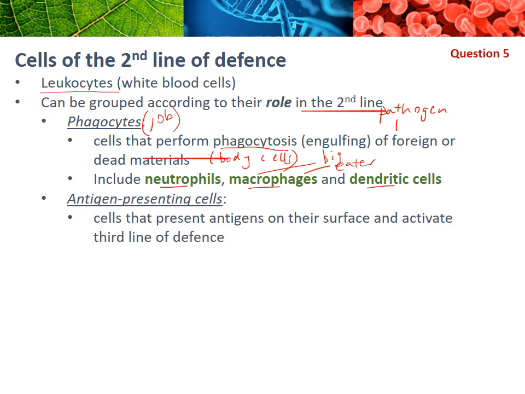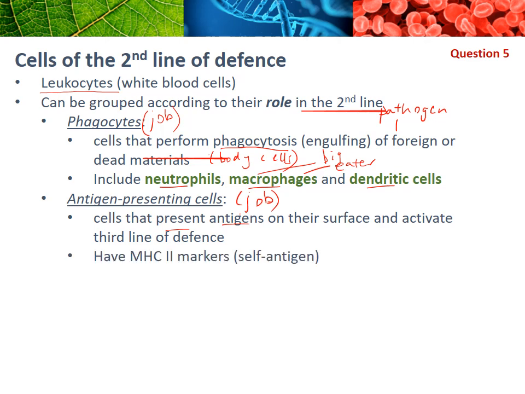Another job, another role that cells can have is called antigen presenting cells. These are cells that present antigens on their surface, and their job is to activate the third line of defense, and we will come back to that next week. But for now, just have this written down. Remember that antigens can be found either on our own cells or on pathogens.